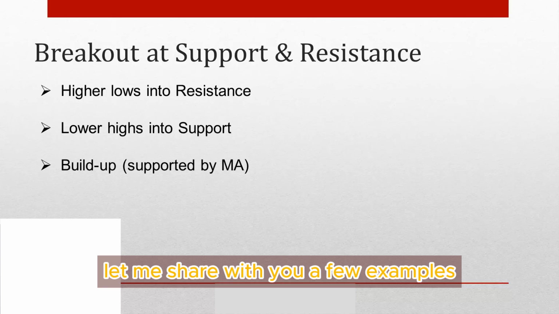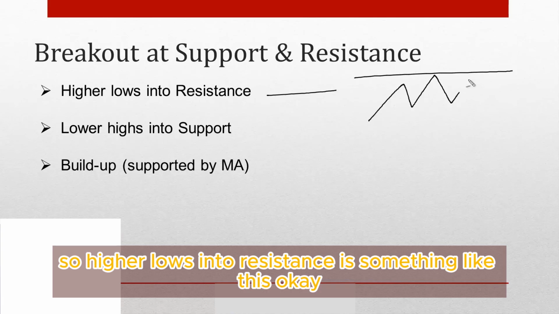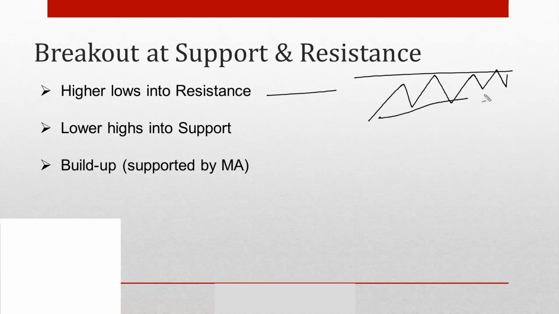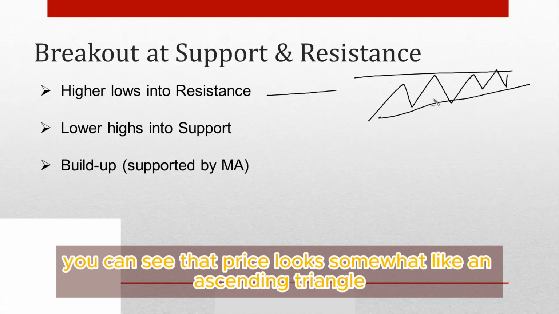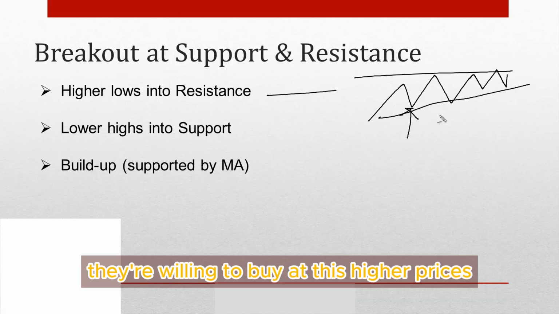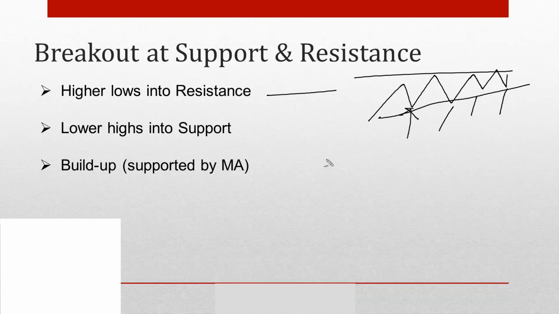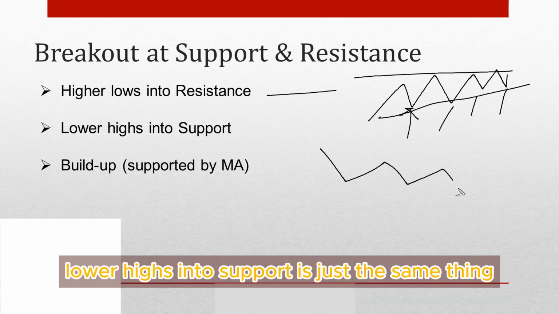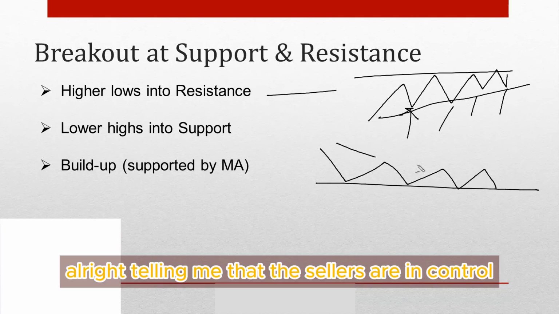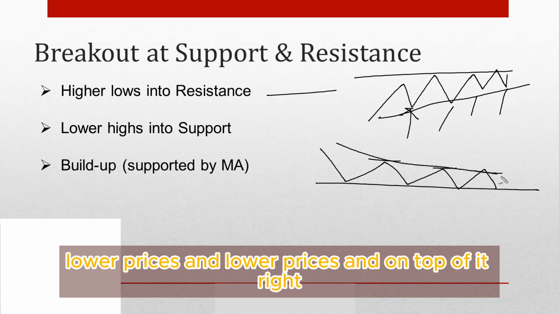So if all this is foreign to you, don't worry. Let me share with you a few examples. Let me just cover each one from the theory aspect. So higher lows into resistance is something like this. Typically, you can see that the price looks somewhat like an ascending triangle. This is significant because it's telling you that the buyers are willing to buy at higher prices, and higher prices, and higher prices. Lower highs into support is just the same thing, telling you that the sellers are in control, willing to sell at these lower prices, and lower prices.